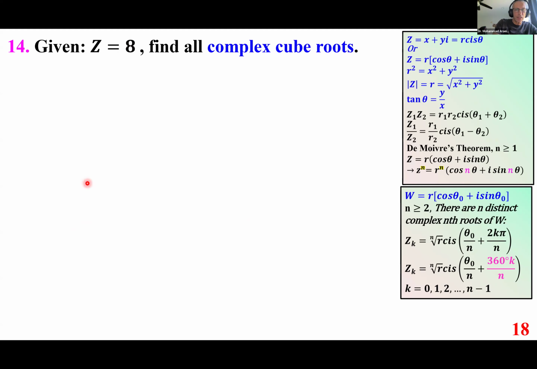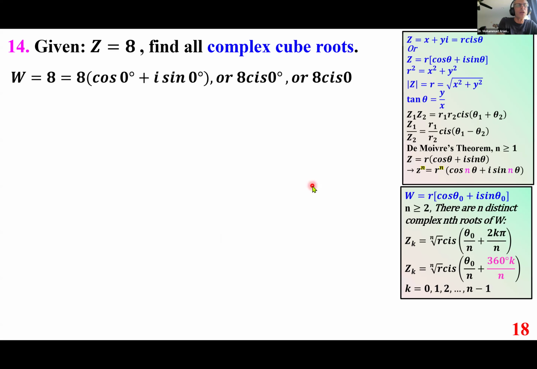In which case, the angle theta is 0. So w equals 8. 8 cis 0 is the shorthand notation, or 8 cosine of 0 degrees plus i sine of 0 degrees, or 8 cis 0 degrees, or 8 cis 0. In this case, this is in radians. 0 is 0 no matter what. So the point is you can go with both methods.